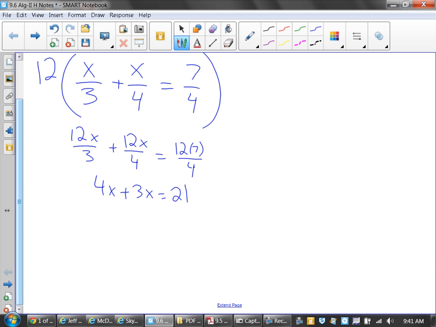Okay? Now, what's 4 plus 3? What's 21 divided by 7? Again, what we're doing here is we're getting that common denominator of the 4 and the 3 and going through it. Let me show you another version numerically before we get into more of the algebra with a little bit more of the variable stuff.